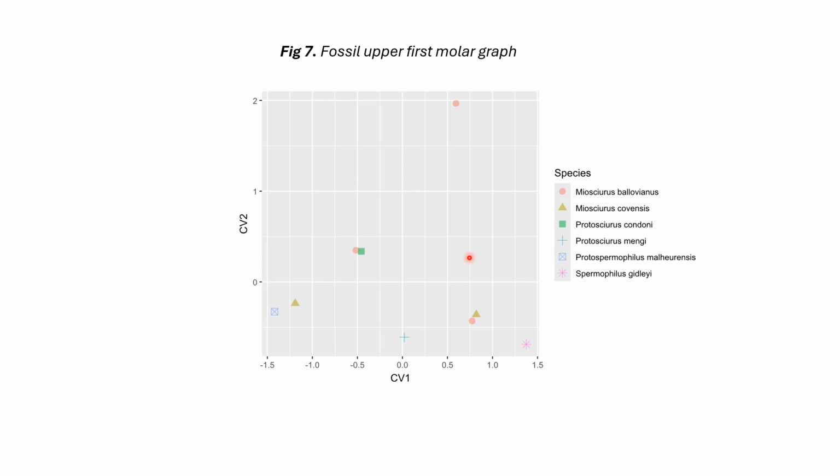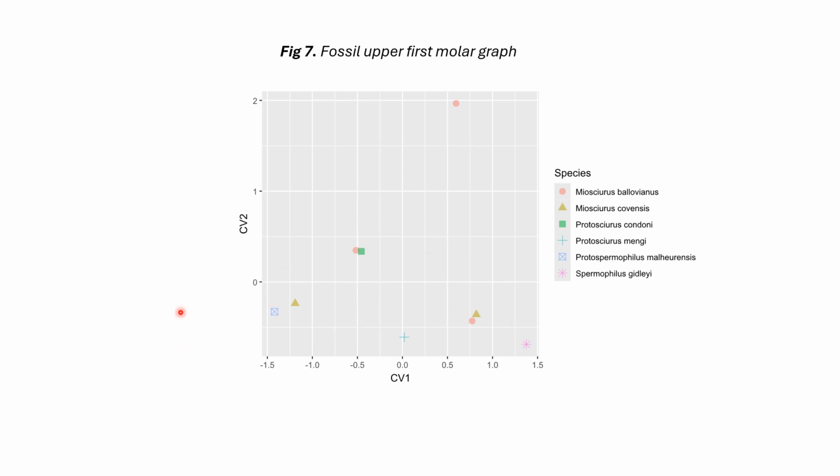This is the upper first molar graph, which also, again, has way less data and way less samples than we wish, but this is what we have to work with at the moment, and we hope to gain more samples in the future to add to this. And you can see there is still, again, definite variation.